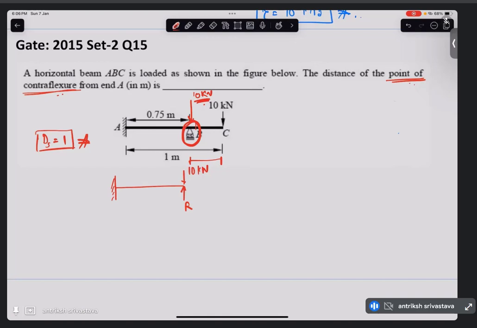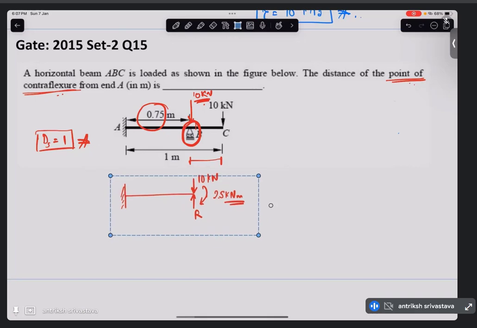We shifted it, but when we shift it and you remove this section, you have to also carry forward that moment into this section. So that will be 10 into this distance, which is going to be 1 minus 0.75, 0.25 meters. So it is 2.5 kilonewton meters. This is the moment. So let me just write this here. Right, so this is the moment that you are going to apply here. Now we can easily apply that compatibility equation and we can get the value of R.